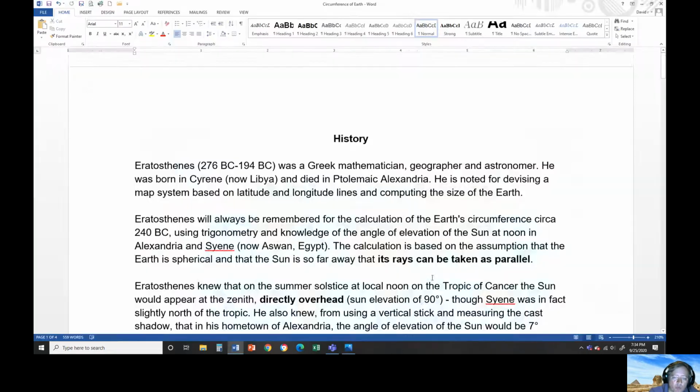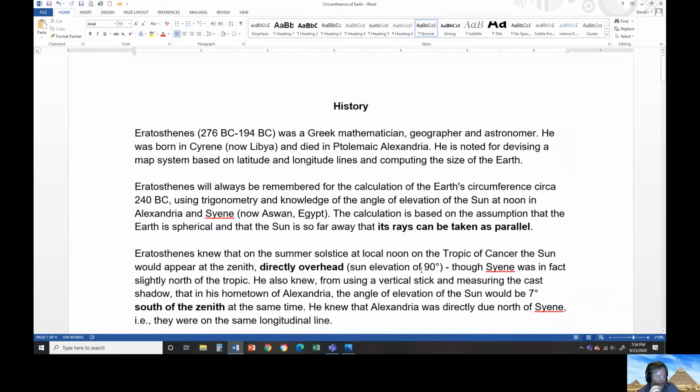Well, what they are is that during the summer solstice, the Tropic of Cancer is where the sun appears directly overhead. So it's perfectly 90 degrees straight above, at its zenith. Now, Syene was actually a little bit north of the tropics, so that's one of our little bits of error. But when he put a metal stick down, there was no shadow because the sun was directly overhead. Now, he also knew that Alexandria was directly due north of Syene.